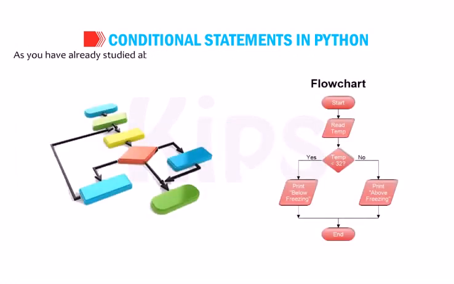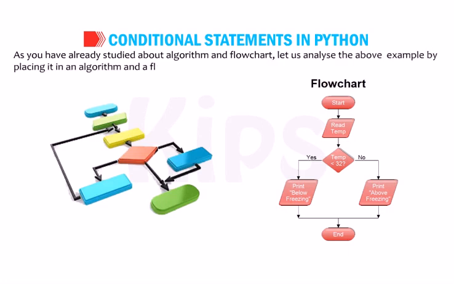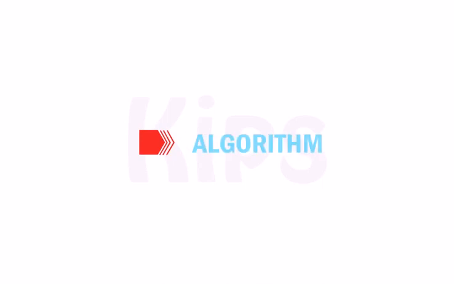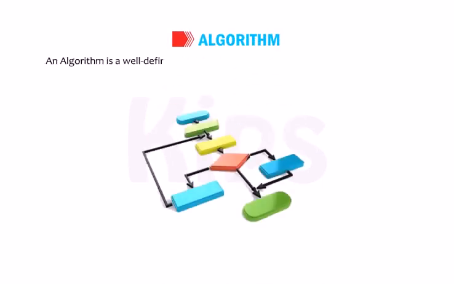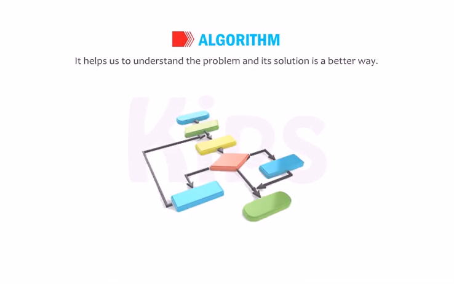As you have already studied about algorithm and flowchart, let us analyze the above example by placing it in an algorithm and a flowchart. Students, now let's talk about algorithm. An algorithm is a well-defined step-by-step procedure or a way to write a program. It helps us to understand the problem and its solution in a better way.